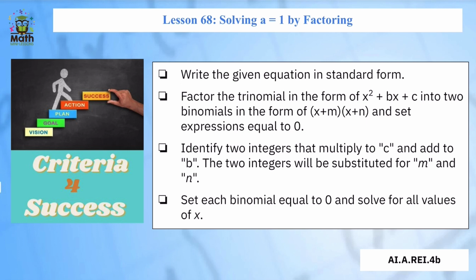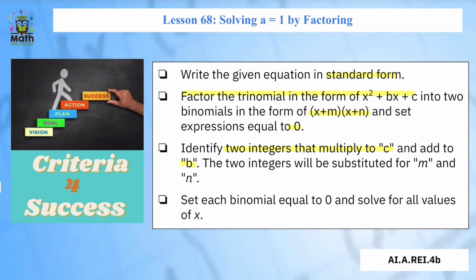So here's our CFS. We're going to write the given equation in standard form. And once we have it in standard form, we're going to factor the trinomial x squared plus bx plus c into two binomials, so we have that x plus m, x plus n type expression, and they're going to be equal to 0. That means we're going to have to identify the two integers that multiply to c but add up to b.